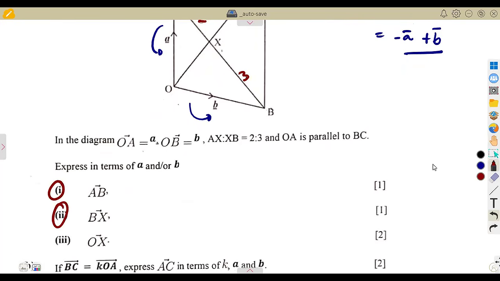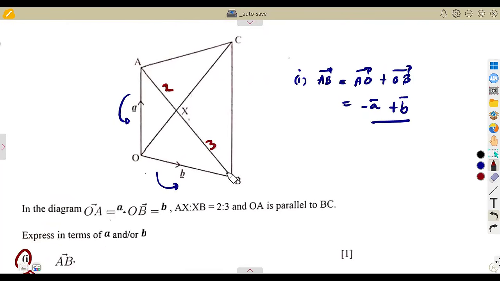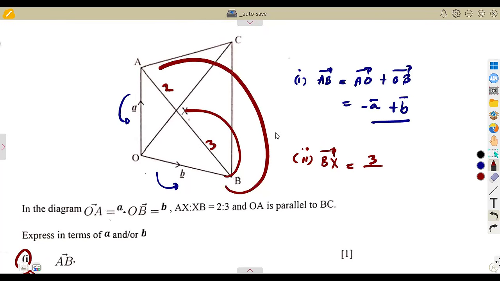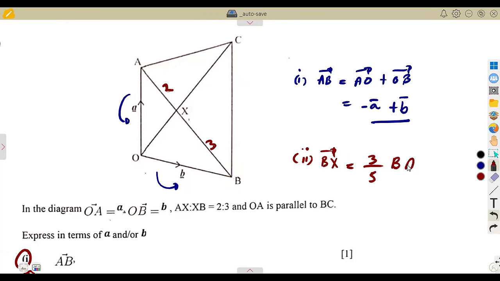Then vector BX. According to the ratio, BX is 3 units. So it follows that BX is equal to 3 units out of 5 units of BA. Remember, you're moving from B to X, so you move from B to A. Vector direction is important. So it's 3 over 5 of BA. But we do not have BA, we have got AB. So how do we write it in terms of AB?